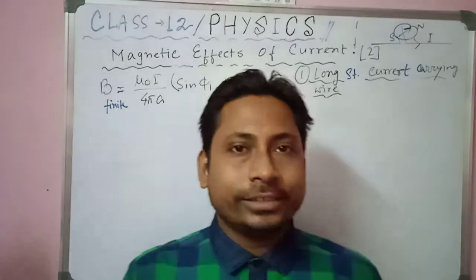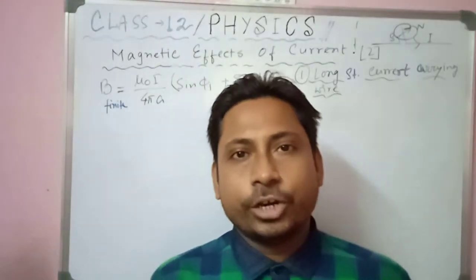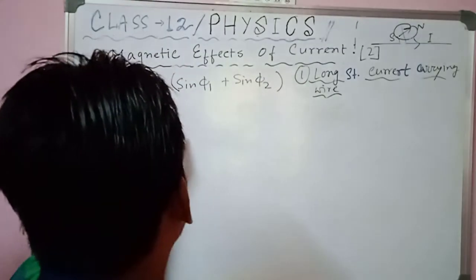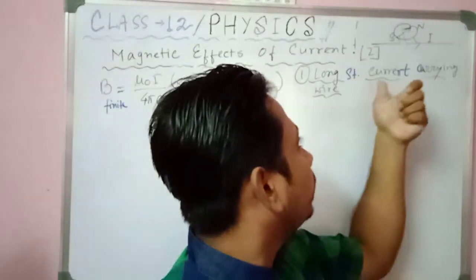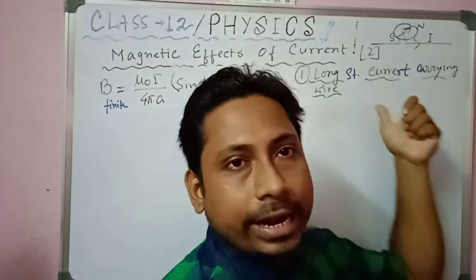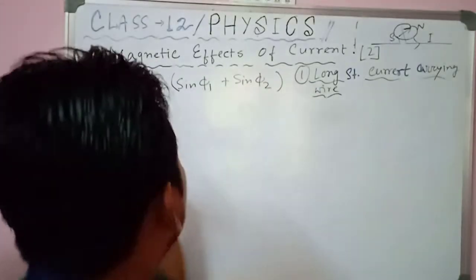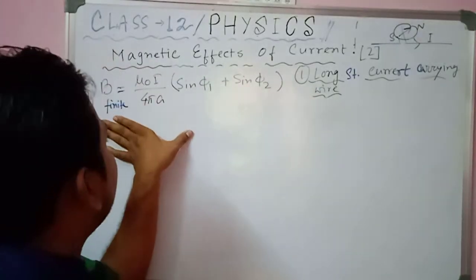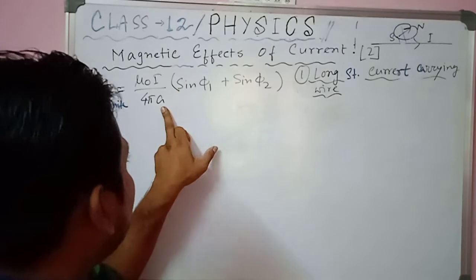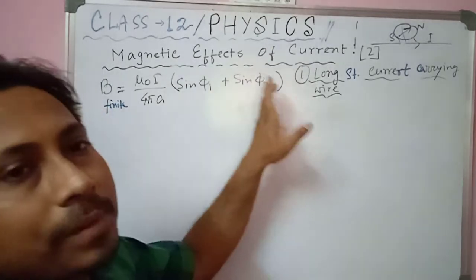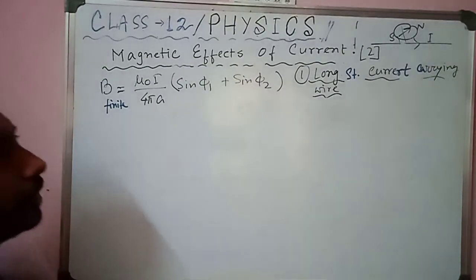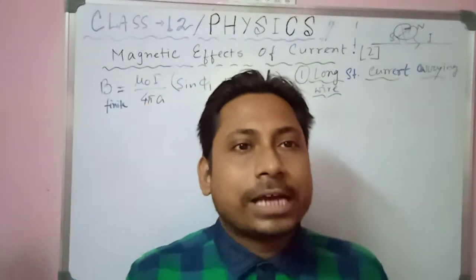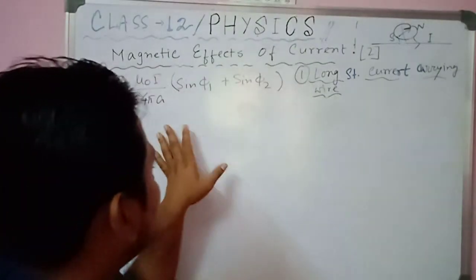Hello, my dear students. In the last video, I already taught you about the long straight current carrying wire, and I already proved the formula for a finite wire. It will be mu naught I by 4 pi a, sine of phi 1 plus sine of phi 2. So in this video, I am going to discuss some numerical problems regarding this formula.